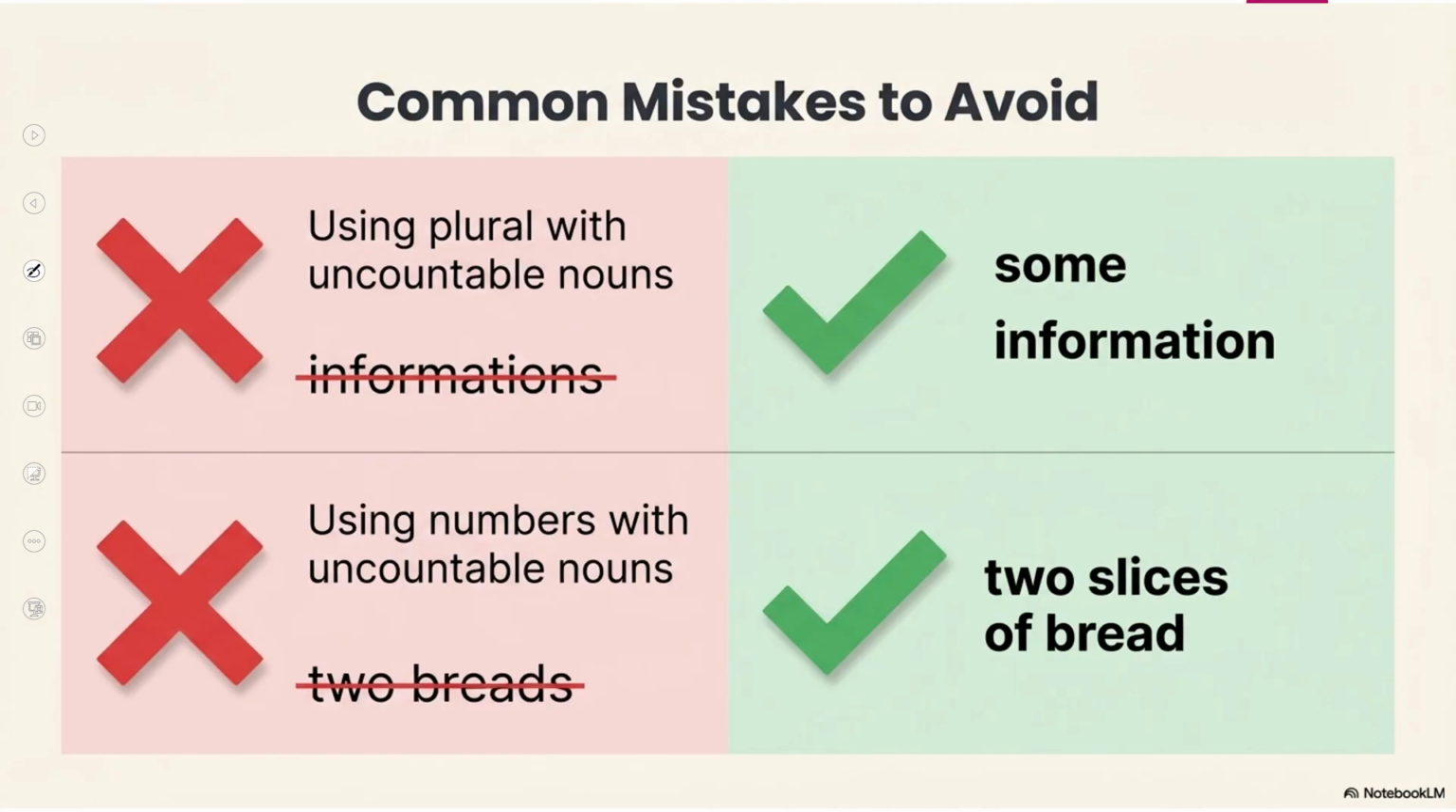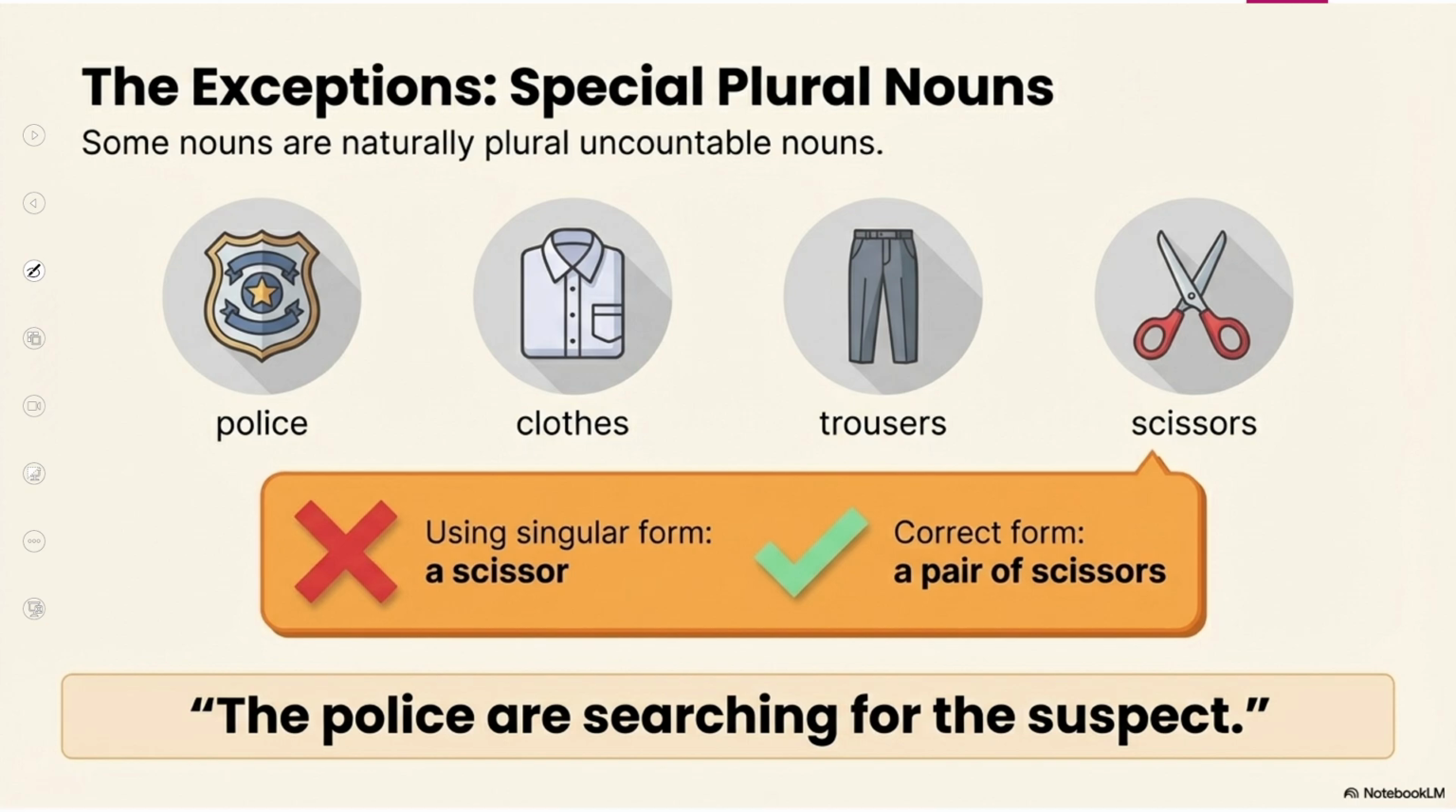Look at this. This is also very important part. We must avoid some common mistakes, using plural with uncountable nouns. Yes, we use some quantity words with uncountable nouns like some or two, right? Using numbers with uncountable nouns. It means that we can use quantity words with uncountable nouns and we can use numbers as well with uncountable nouns.